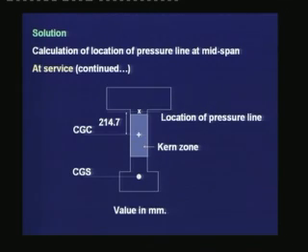In this sketch, we are plotting the location of the pressure line at service, and we find that this is located above the upper kern point at a distance of 214.7 millimeters. Thus, at service, since C will be located outside the kern zone, we expect some tension to be generated at the bottom of the beam.